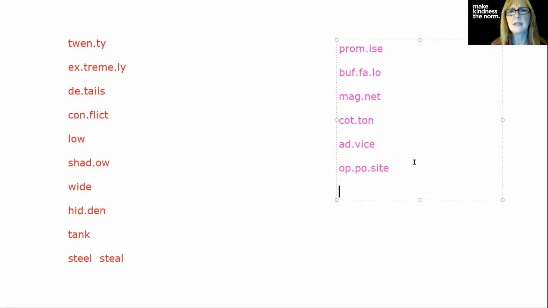Did I say that was the last one? Let's do one more. Kitchen. Kitch, en. There's our schwa right there in the en.